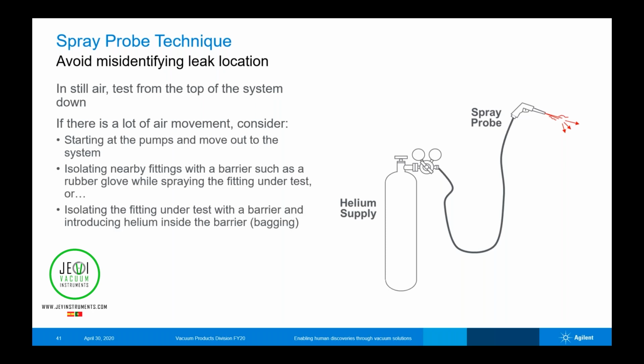And then there's a couple of shielding techniques you can use as well. You can shield other fittings with some type of a barrier, a plastic bag, a rubber glove, something like that, where you're spraying on another fitting. Or kind of the reverse of that, you can actually wrap tape or a plastic bag around a particular flange or fitting and then squirt helium underneath that bag or that tape, and you're just going to check that joint alone to see if there's a leak in the joint.